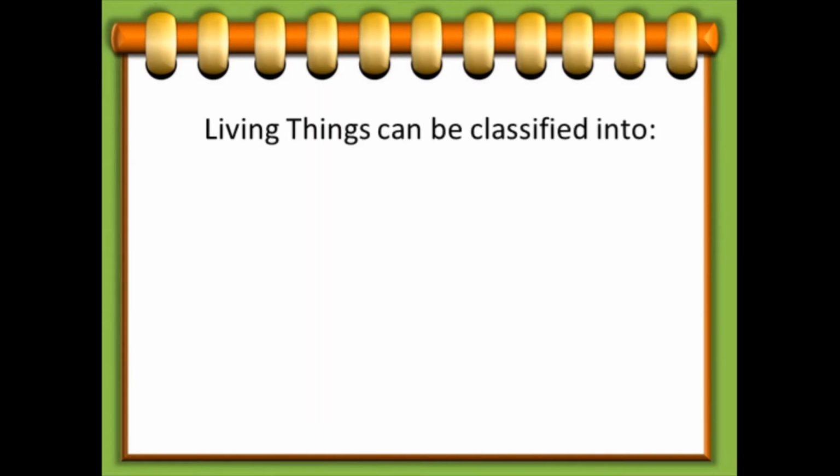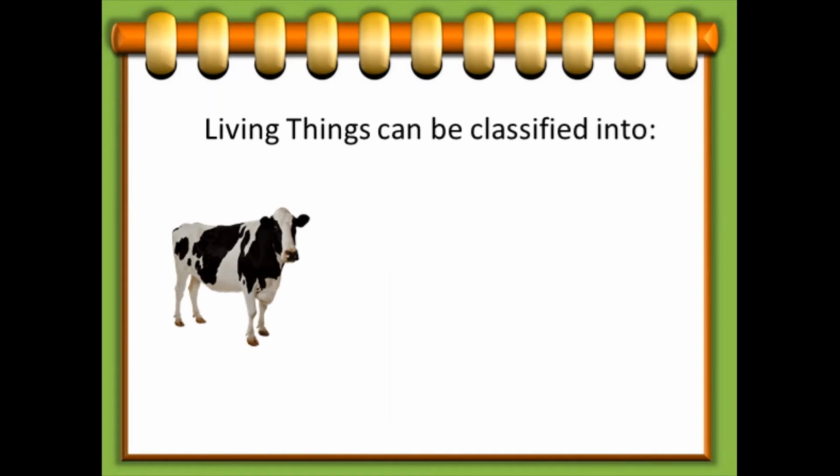For today, you are going to learn about the classifications of living things. Let's read together. Living things can be classified into, or in other terms, there are kinds of living things. First, we have this one. What is this? It's a cow. Very good. And what is a cow? Is it a fruit? No, it's not. It's an animal.